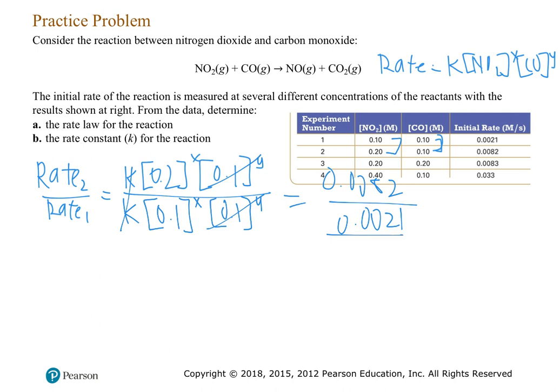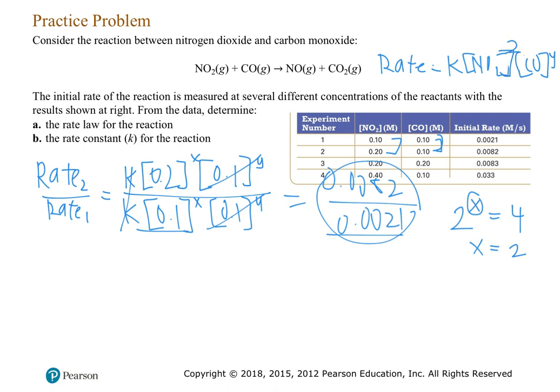So we get here the ratio of the concentrations, 2 to the x equals, this is about 4. So x in this case needs to equal 2 to make 2 to the x equal 4. So we'll say it's second order with respect to nitrogen dioxide. So we'll put a 2 there.